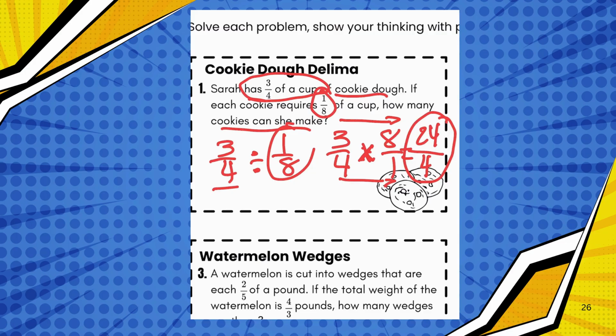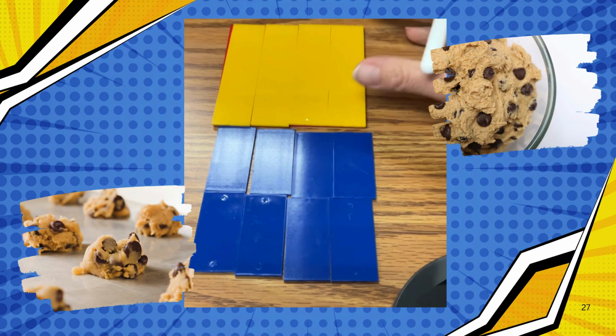Remember, think of all fractions as division problems. 24/4 is the same as 24 divided by 4, which equals 6. So 24/4 equals 6. So my answer is she could make 6 cookies. All right, let's look at this problem with our manipulatives.